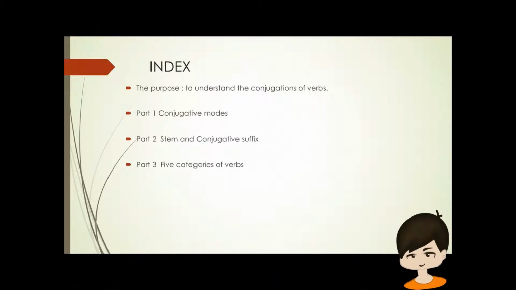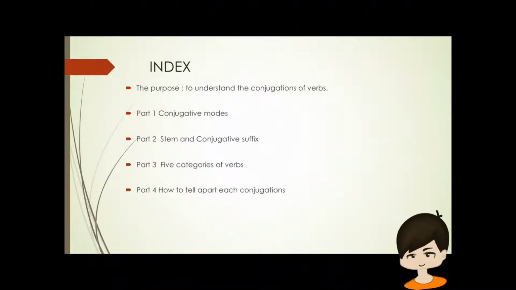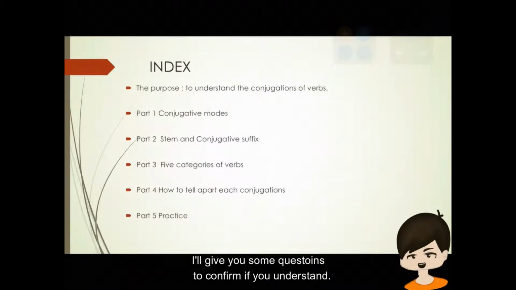And part 3, 5 categories of verbs. There are 5 categories in Japanese verbs. If you want to use verbs fluently, you need to understand this part. Part 4, how to tell apart each conjugation. I will tell you how to tell apart each category. Part 5, practice. I give you some questions to confirm if you understand.